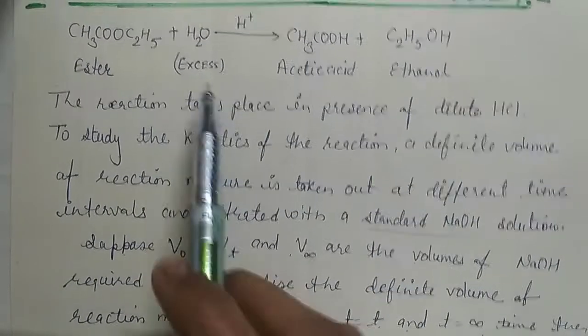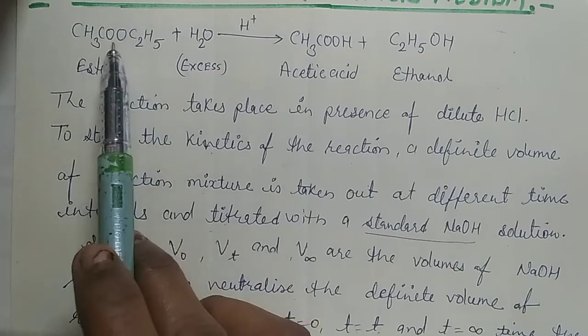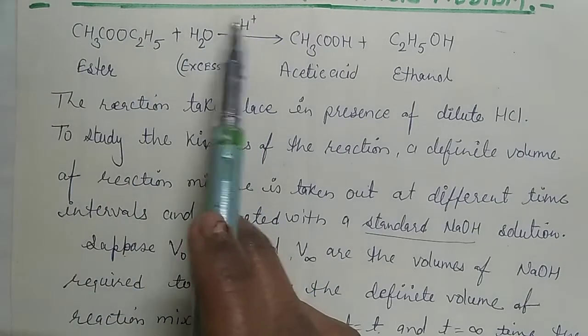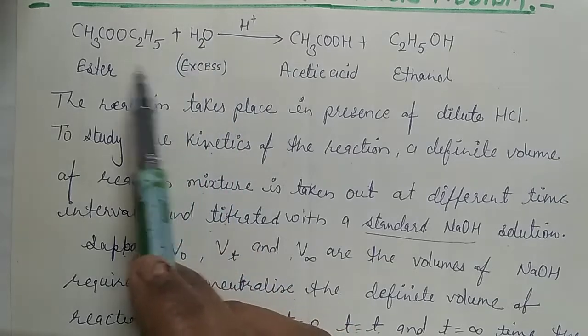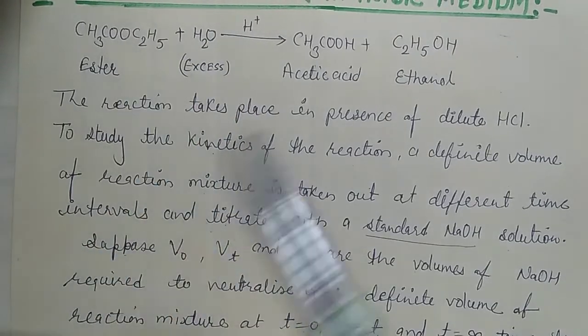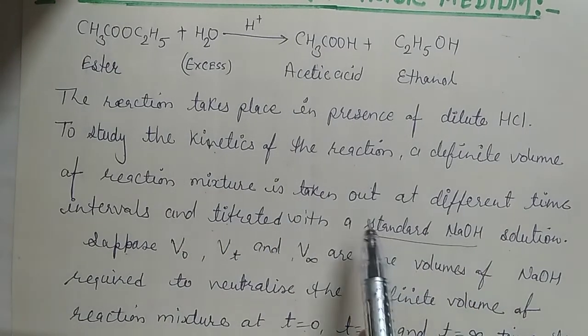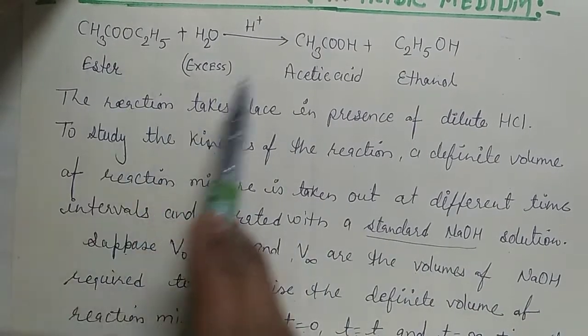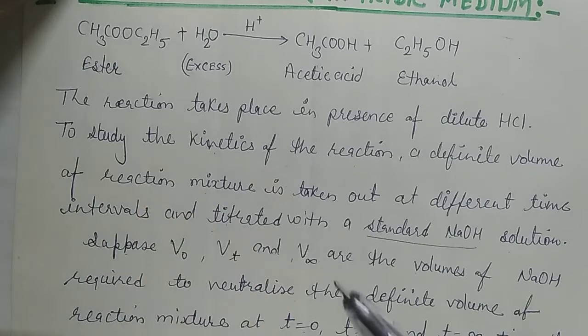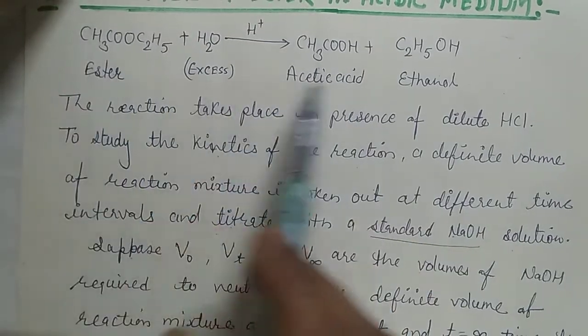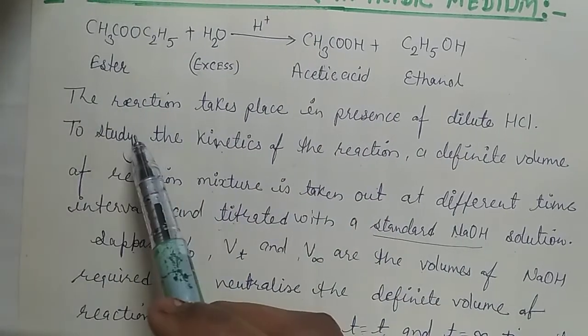Okay, suppose when we are starting the reaction, when we have mixed H plus ions, 10 ml of the reaction mix is taken out and then titrated with the NaOH. The volume which is required to neutralize this 10 ml of the reaction mixture is known as V0. After 10 minutes, again we take out 10 ml.